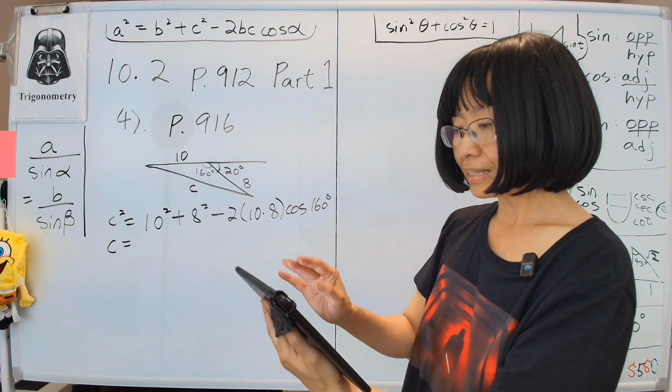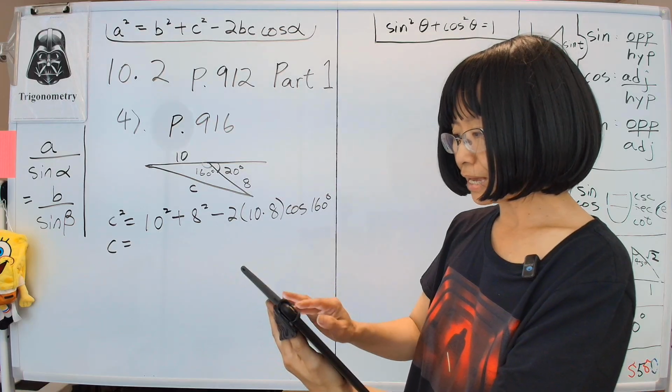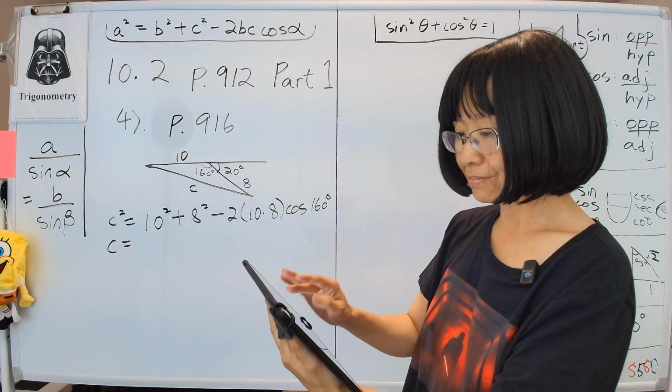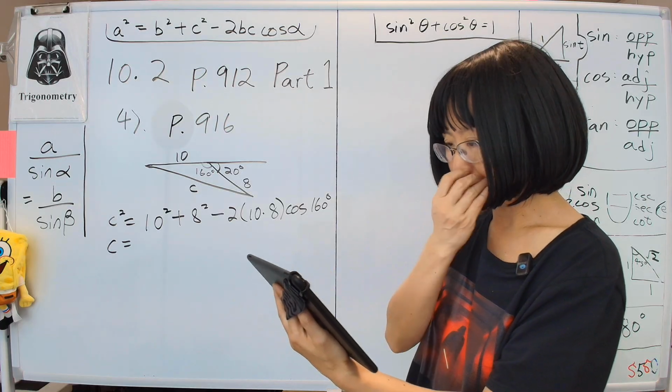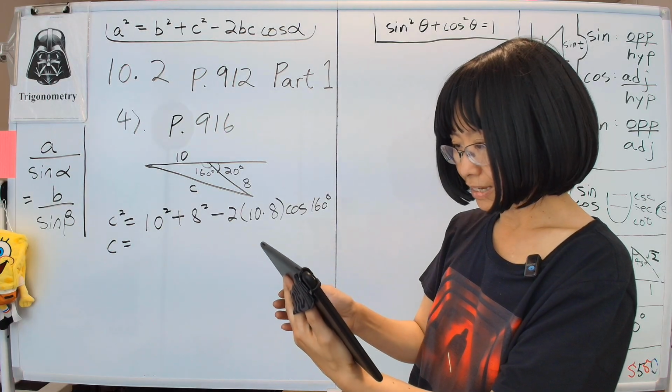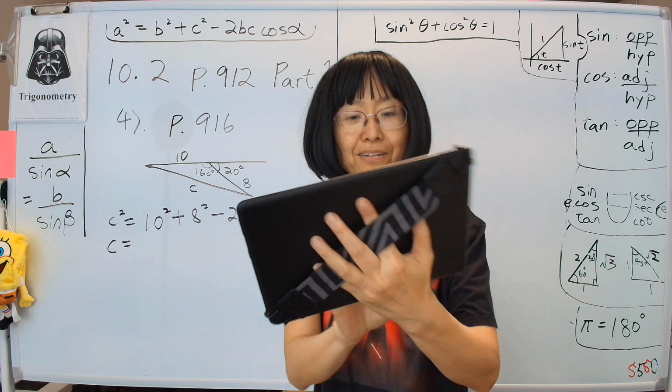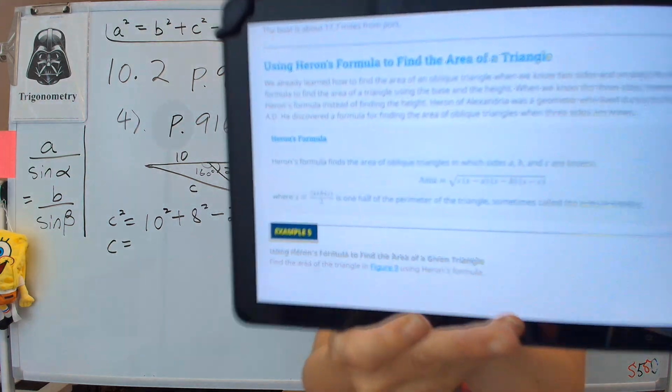And now on the following page, page 917, we have something called Heron's formula, which we are not going to prove, I guess. All we're going to do is take a quick look at it.